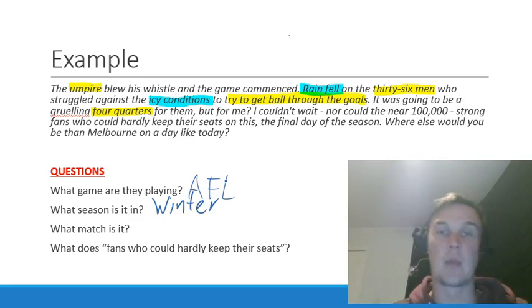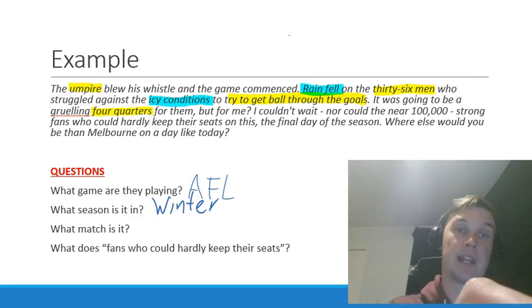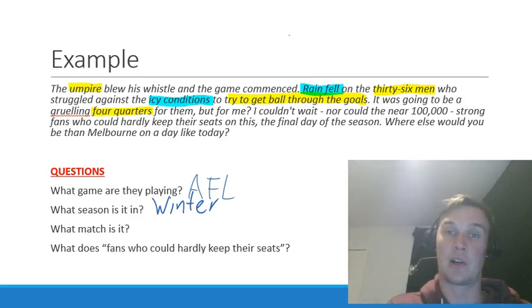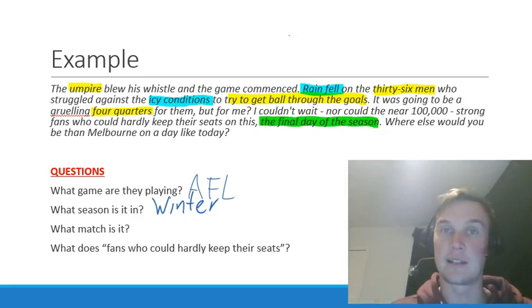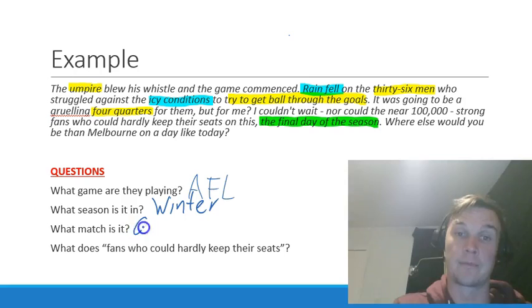And what match is it? So by that I mean, what match is it in regards to the season? And I highlighted this point down here. It's the final day of the season. So the implied meaning in this example is that it's the grand final.